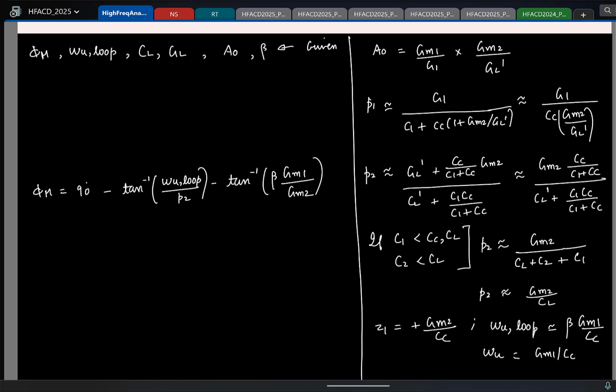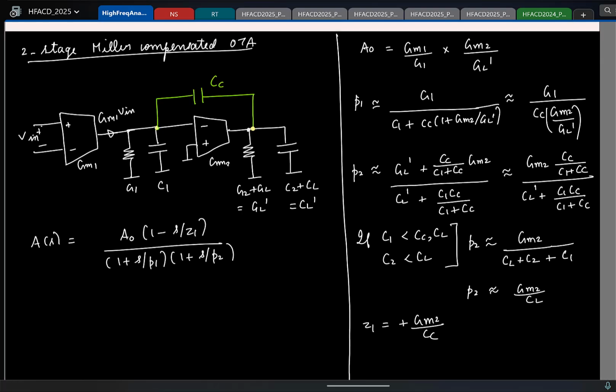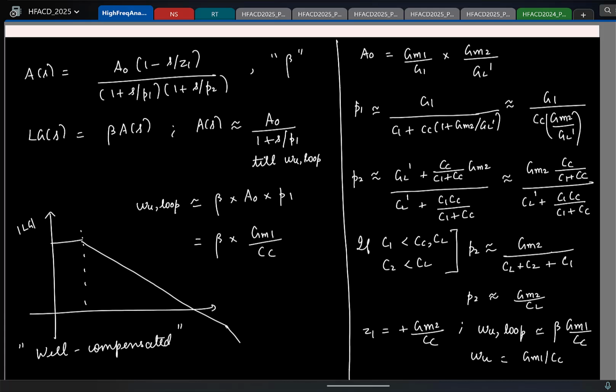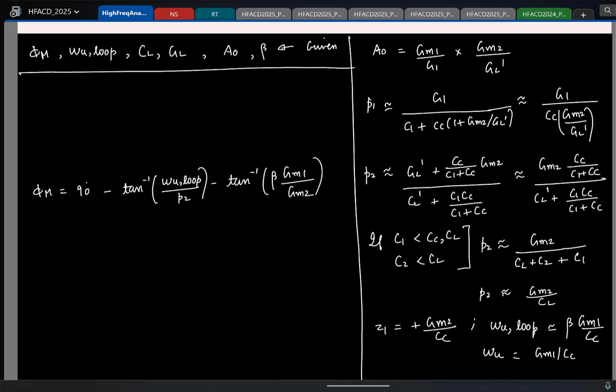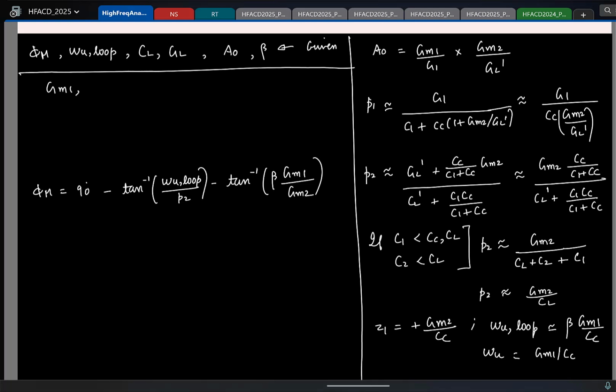Again, just a simple example. You can start in two phases. I would say you can first try to design it at a block level. That is, you first determine the block values GM1, GM2 and CC, because these are the critical blocks. So let's say first I want to find these values GM1, GM2 and CC.